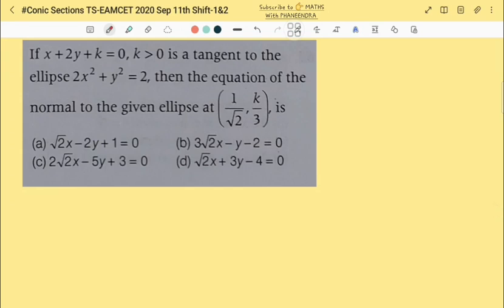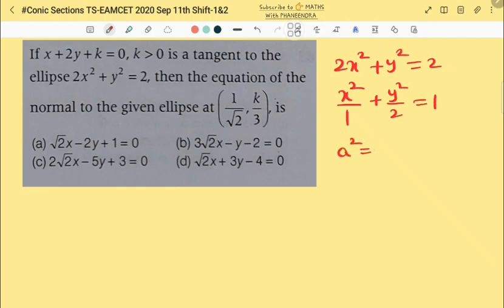So another question is here: if x plus 2y plus k equal to 0 is a tangent to the ellipse. What is the ellipse equation here? 2x square plus y square equal to 2, making it the general equation. So dividing by 2, it will become x square by 1 plus y square by 2 equal to 1. So compare with x square by a square plus y square by b square equal to 1. So a square equal to 1, b square equal to 2.